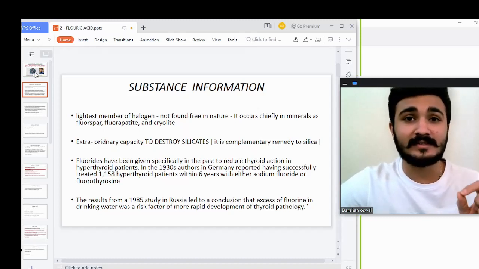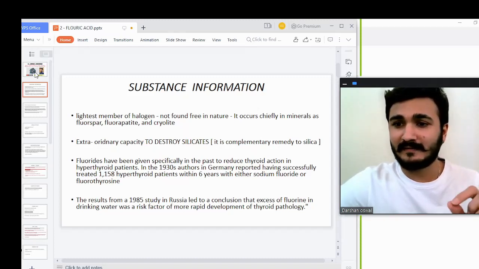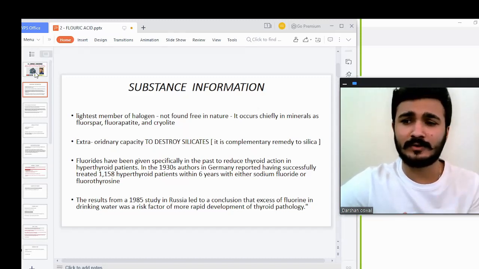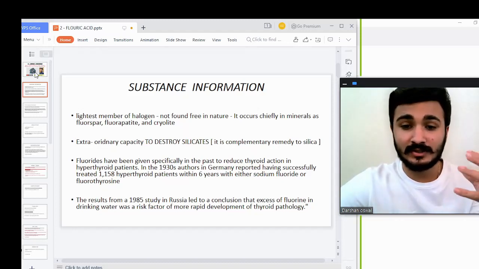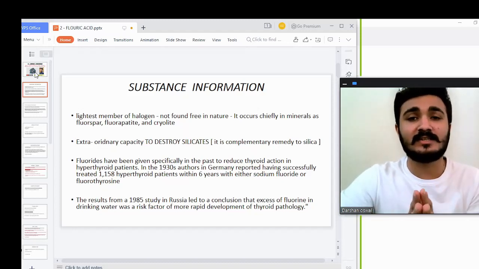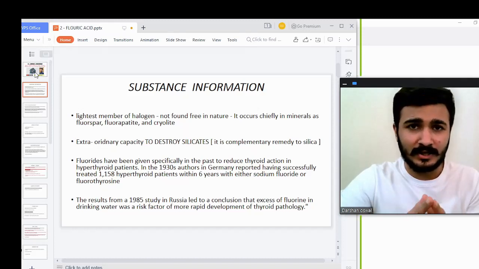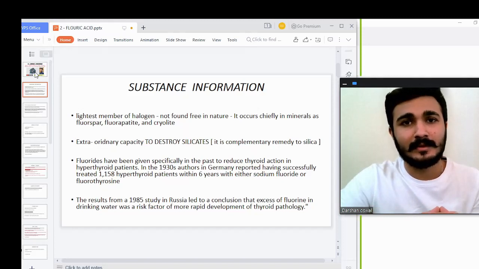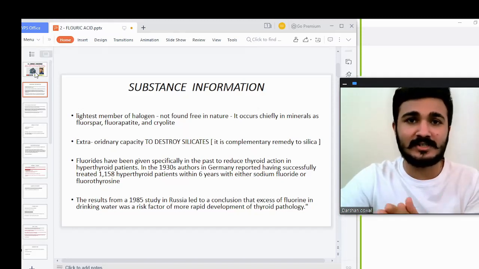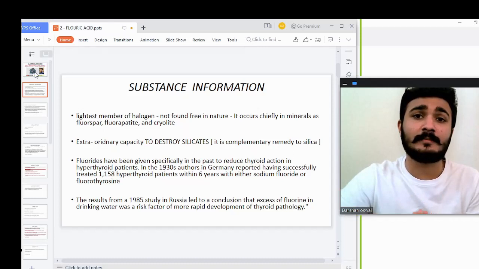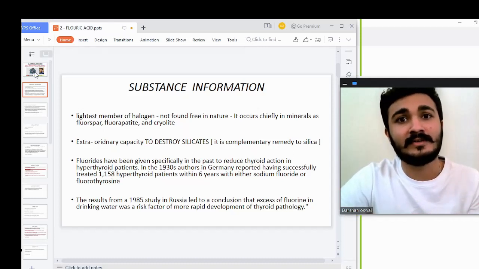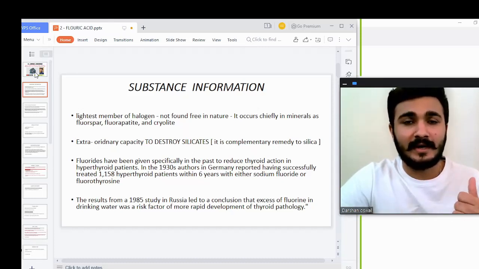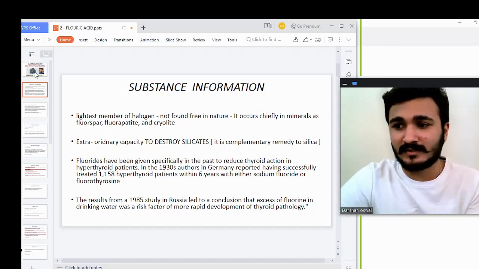It has a very intense capacity to destroy silicates. In the past, fluorides were specifically given to reduce thyroid action, and some research studies have seen a relation between thyroid, fluorides and ADHD. In people with ADHD, 60 to 70% of cases were seen to have thyroid problems. So you can see there is a relation of fluoride with the thyroid gland.